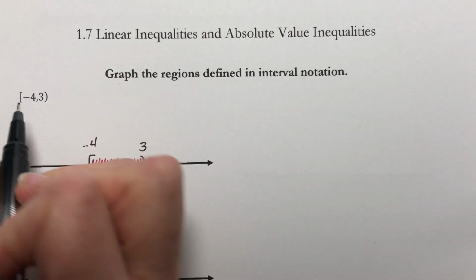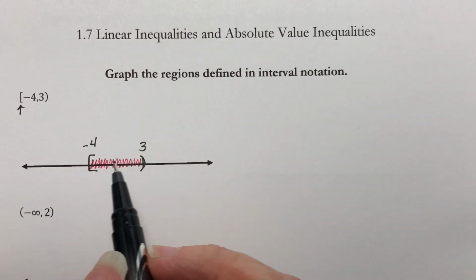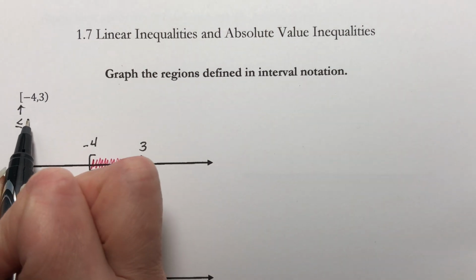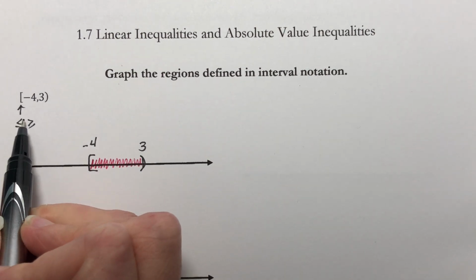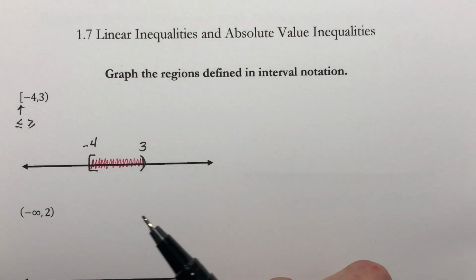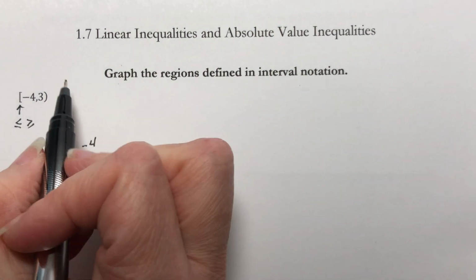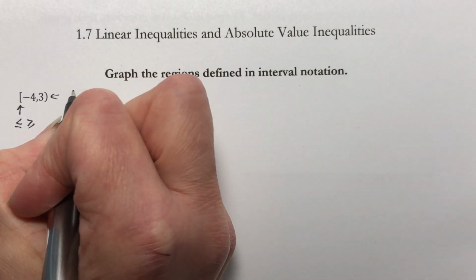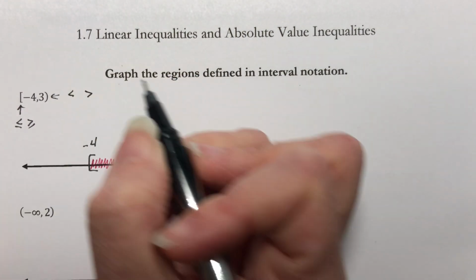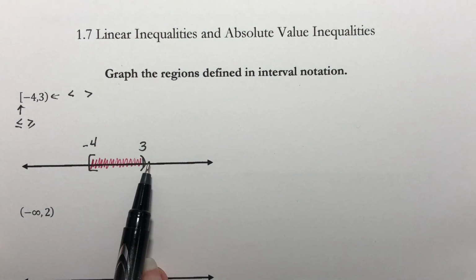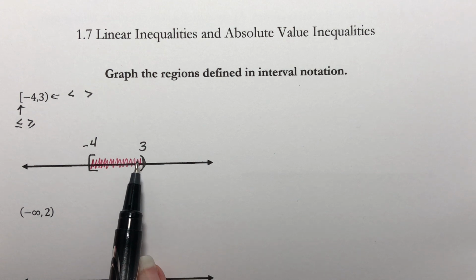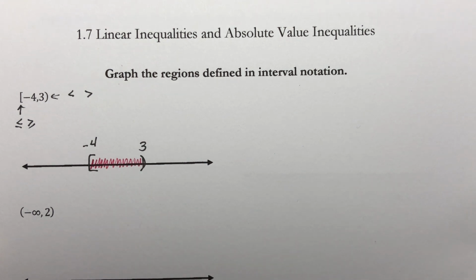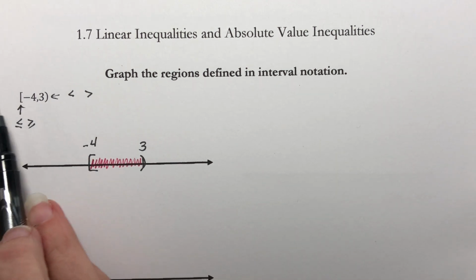Now, what does this mean? Well, this bracket generally corresponds to either a less than or equal to or a greater than or equal to. Basically, the equal to is on there. It means that this endpoint is part of the solution. -4 is part of the solution to whatever this represents. The parentheses corresponds with either greater than or less than. It's not equal to. Basically, in this case, our answer is from -4 inclusive all the way up to but not including 3.